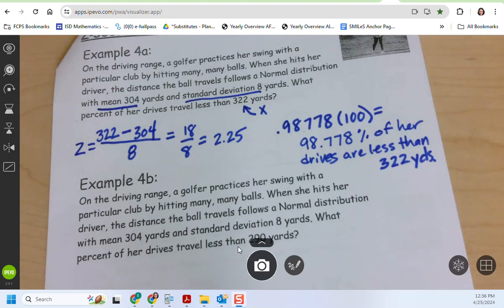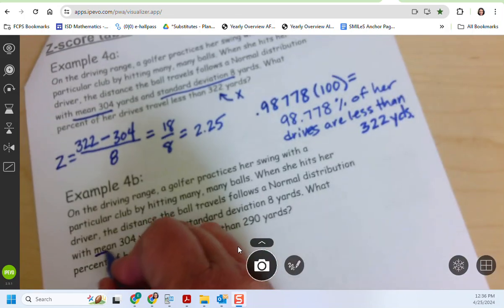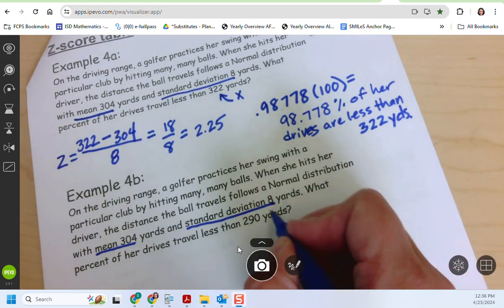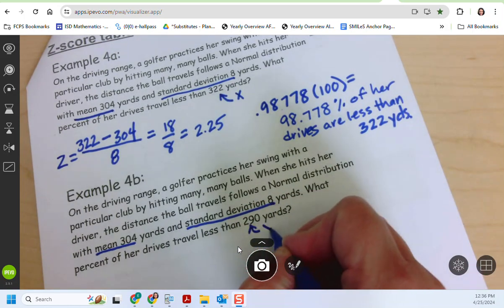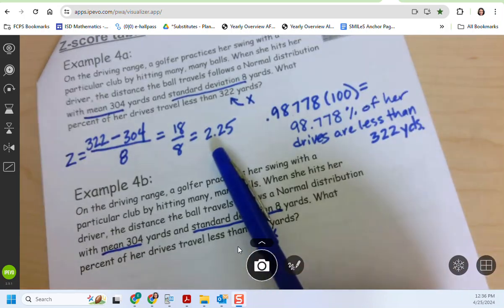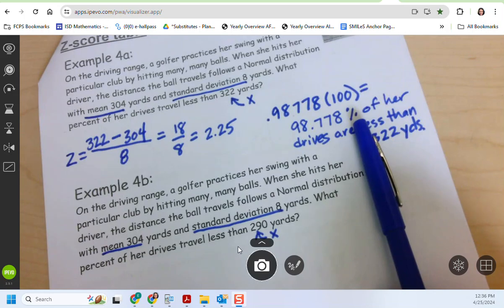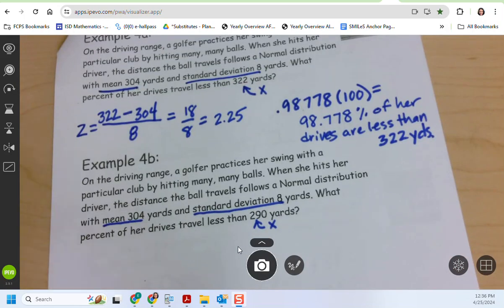All right, I want you to now try the next problem in the same way. You're going to find your mean, your standard deviation, and your x. Find your z-score, and then take that z-score and find it on the z-score table. So do the next problem. It's really the same problem. The third one's a little bit different.